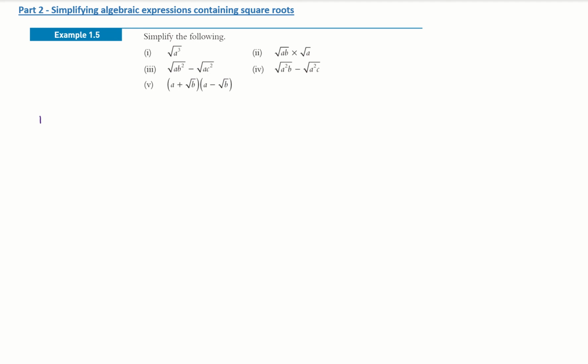So for part 1, we're looking at the square root of a cubed. So this is equal to the square root of a times a times a. Well, we know the square root of a times a is a. So this is a root a.